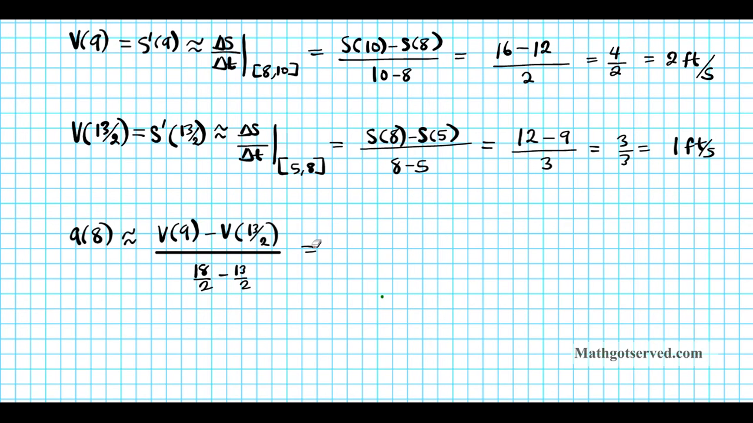So using the results we got, V of 9 is 2 minus V of 13 over 2 is 1, divided by 18 over 2 minus 13 over 2, which is 5 over 2. In the numerator we have 1 times the reciprocal of the denominator, times 2 over 5. If you multiply across, you're going to have 2 over 5. And the unit of acceleration is feet per second squared. So that basically is your approximate instantaneous acceleration at t equals 8 seconds.